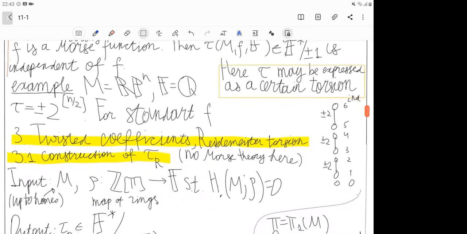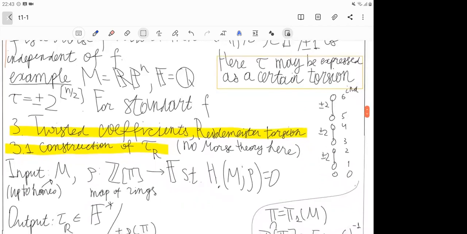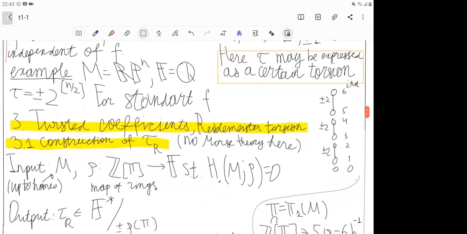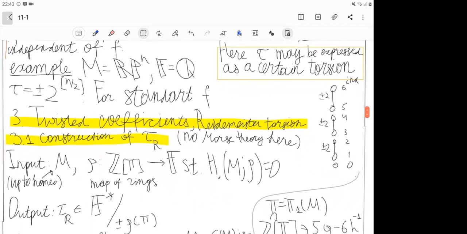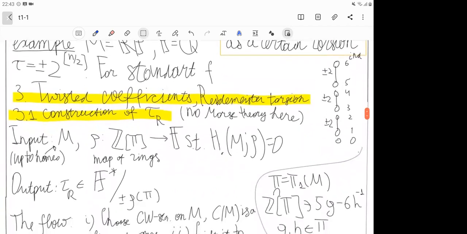No, it's okay. Right. Now we'll try to speak about twisted coefficients, Reidemeister torsion. I still want to, but I'm unable to go rigorously through this construction of the Reidemeister torsion. So R here is for Reidemeister torsion, and this is a purely topological thing.